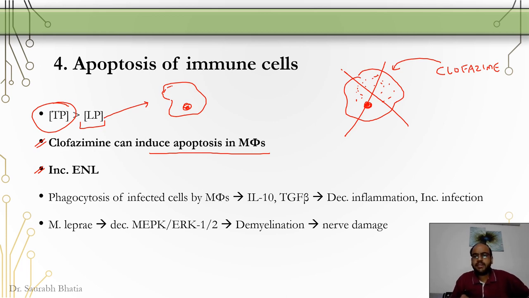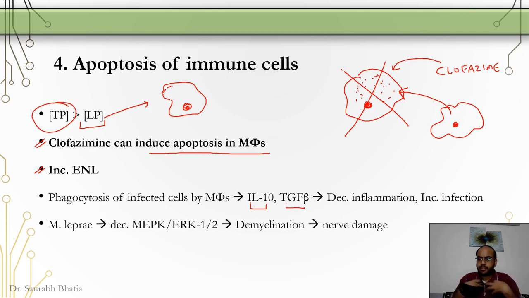So when macrophages, and we are talking about new macrophages which are not infected, engulf the destroyed M. leprae containing macrophage, they secrete interleukin-10 and TGF-beta. Why? Let's say I am a macrophage. I don't know what M. leprae is. I see portions of a destroyed macrophage. I will think, why is my immunity damaging my own cells? I need to stop it. So I'll increase interleukin-10, I'll increase TGF-beta so that they both can go and decrease inflammation.